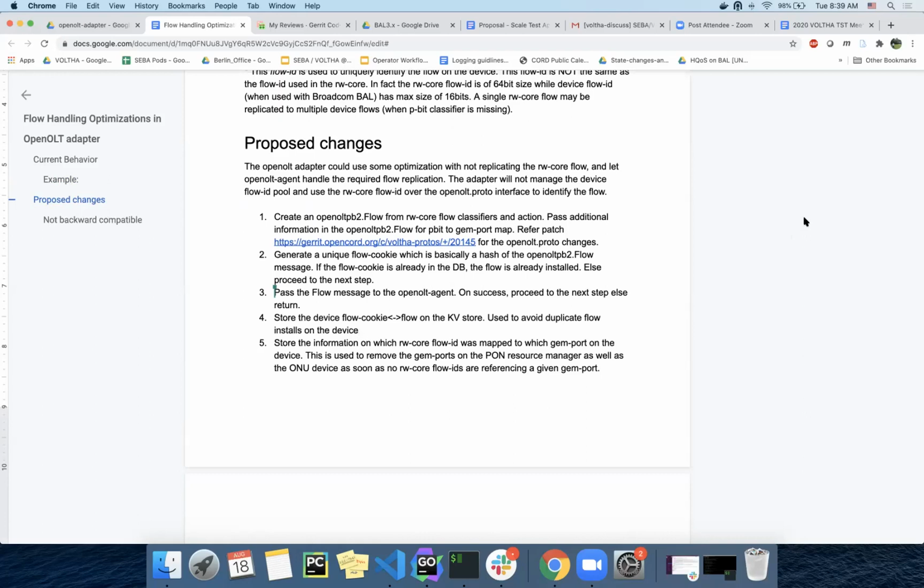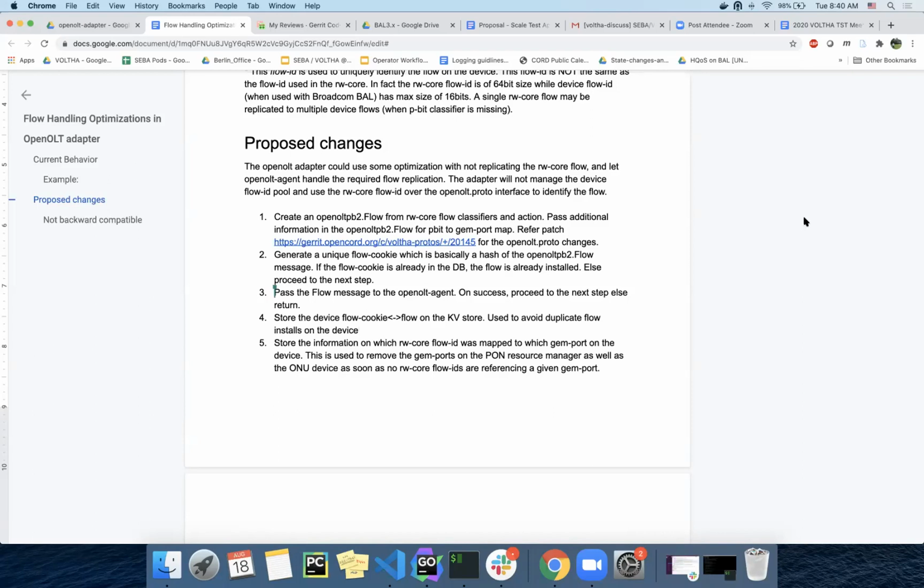So it could then partition this resource pool equally among all the subscribers. So the adapter has to be aware of the maximum number of ONUs that it's going to support on a given OLT, and then it could equally partition these resource pools across all the subscribers. But even then, we're still at the adapter layer, the OpenOLT adapter layer. We're managing this flow ID resource, which is really very specific to a certain endpoint.